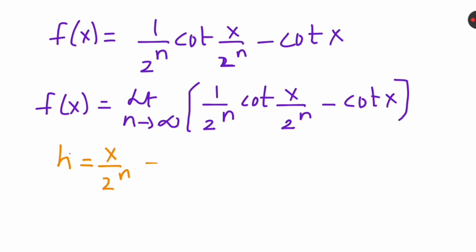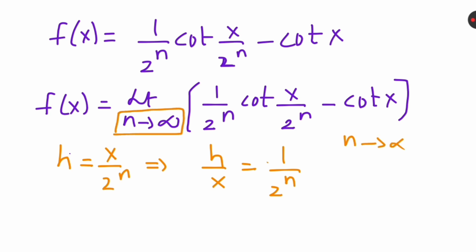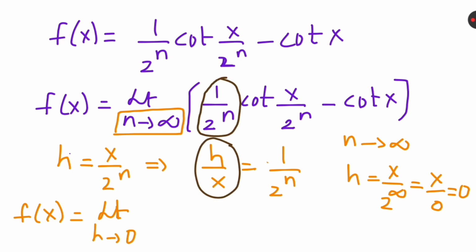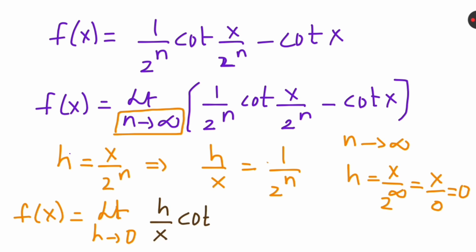If you divide both sides by x, then we are going to get this x and x cancel. So we left only 1 over 2 raised to the power of n is nothing but h over x. So here n tends to infinity. If n tends to infinity, so the h value tends to 0. So we need to take f of x as limit h tends to 0. This 1 over 2 raised to the power of n is nothing but h over x. h over x cot x over 2 raised to the power of n is nothing but h.